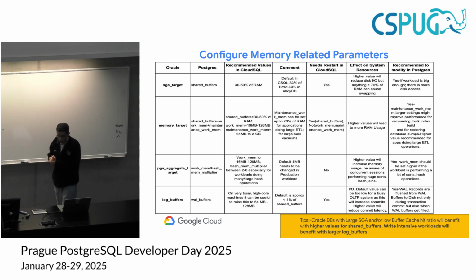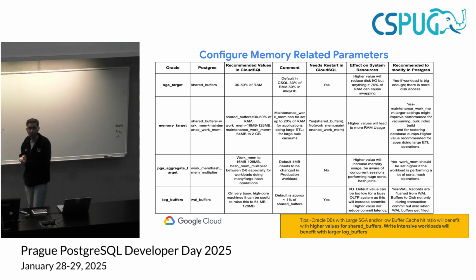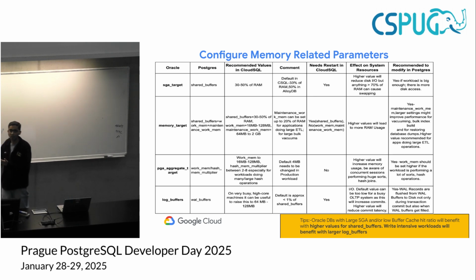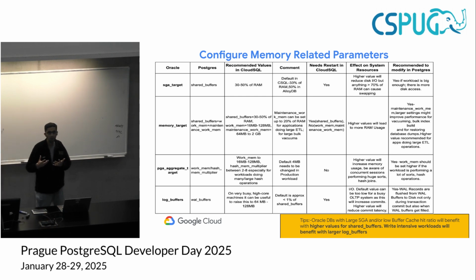Okay, usually work_mem is by default set to 4 MB, and maintenance_work_mem by default is set to 64 MB. And usually you do not get a lot of benefit from the default values, especially when you are processing large ETL workloads, where you are doing large vacuuming, or when we are restoring databases, or basically when you are doing maintenance operations.